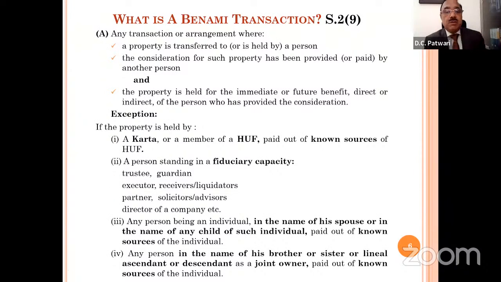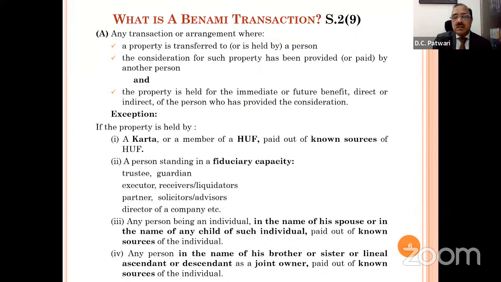The next slide is very important because this deals with Benami transactions, and that is the crux of the entire law. So I will be devoting a little more time here, and I expect the participants to understand the nuances under this definition. There are 4 types of transactions which are considered Benami. The first is very, very important, and that says any transaction or arrangement where a property is transferred to or held by a person. So the first element is that property is transferred to a person, and the consideration for such property has been provided by another person.